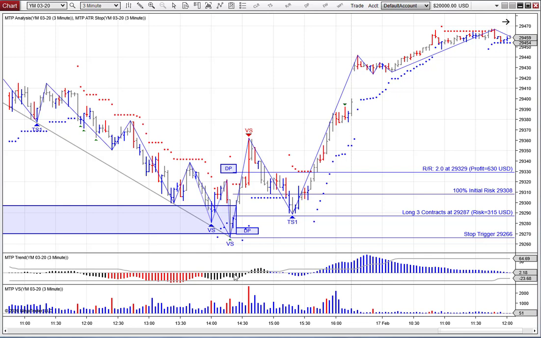Our MTP trend was black. We were still in our higher time frame support. This time it would have taken you into a long trade. The market went straight up to the first target, which was here, and got a 2-hour profit.